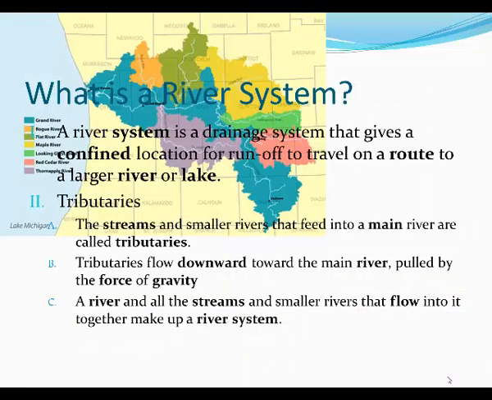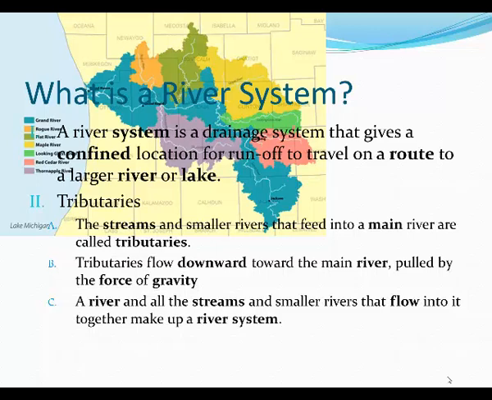So, a river system. A river system is a drainage system that gives a confined location for runoff to travel en route to a larger river or a lake. The picture you see here is the Grand River system, and that drains most of the area that we live in, and that area then eventually drains out to Lake Michigan.